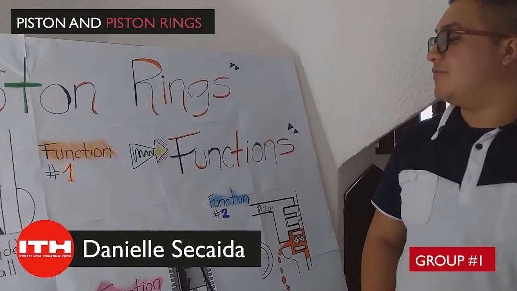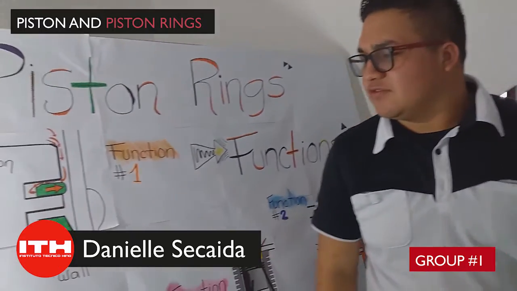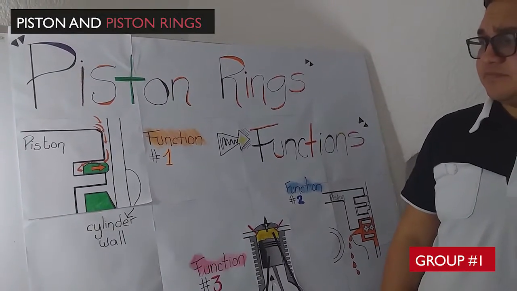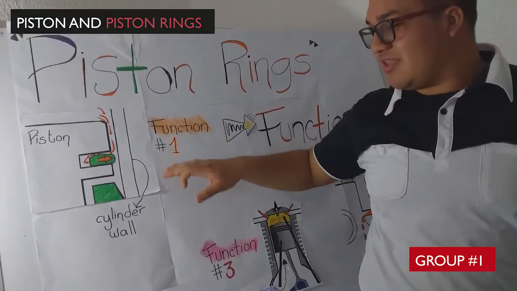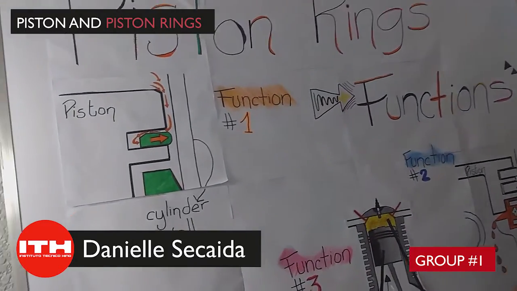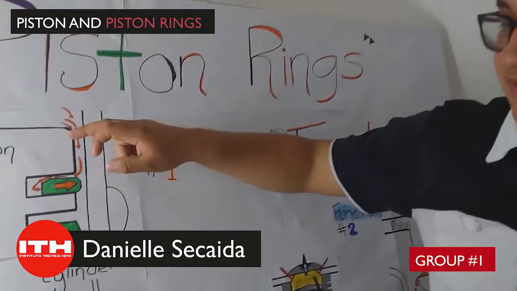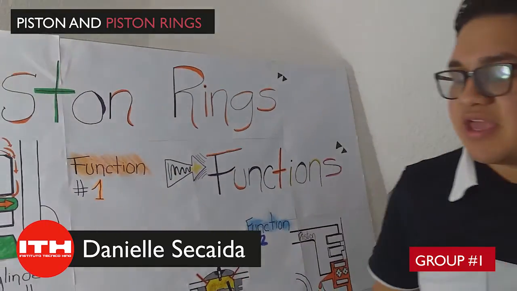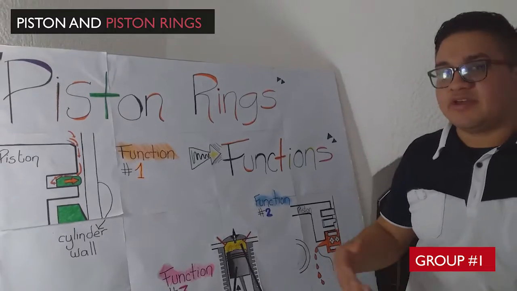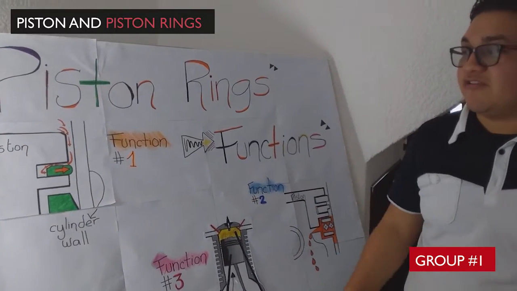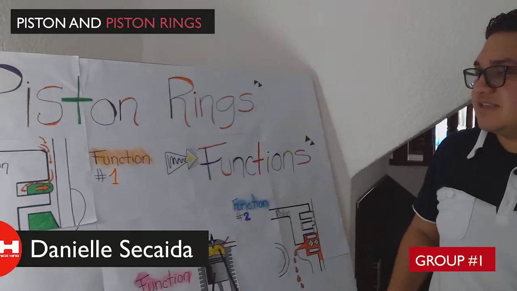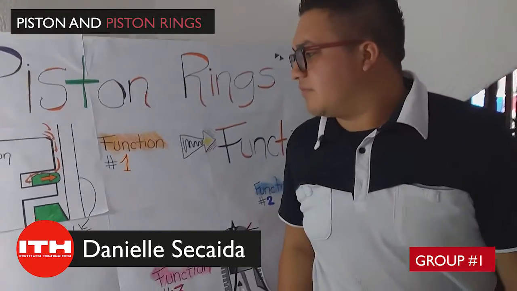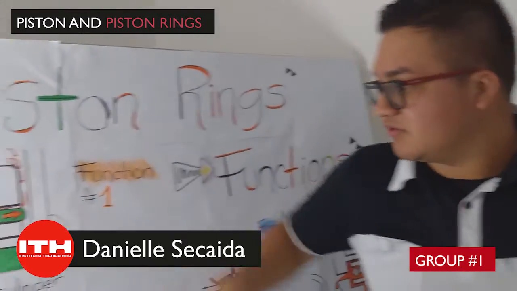I will talk about the functions of the piston rings. Function number 1 is the space between the piston and the cylinder wall. In this case, the piston rings avoid the friction between the piston and the cylinder wall. Why? In the process, the combustion and compression stroke generate friction and heat in these parts, and the piston rings avoid the friction between the two parts.